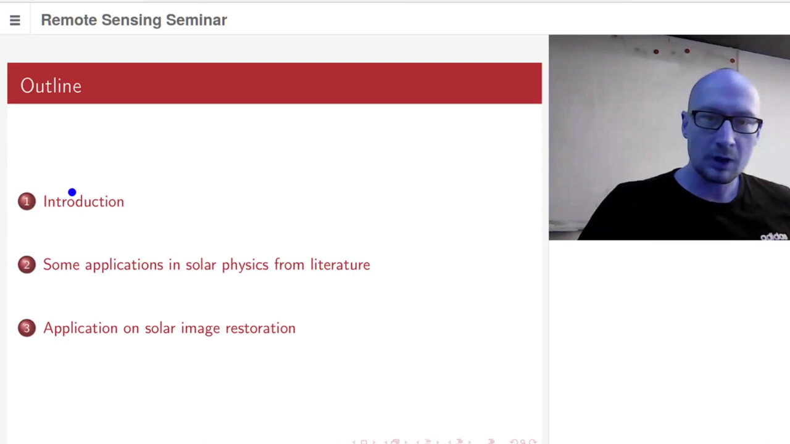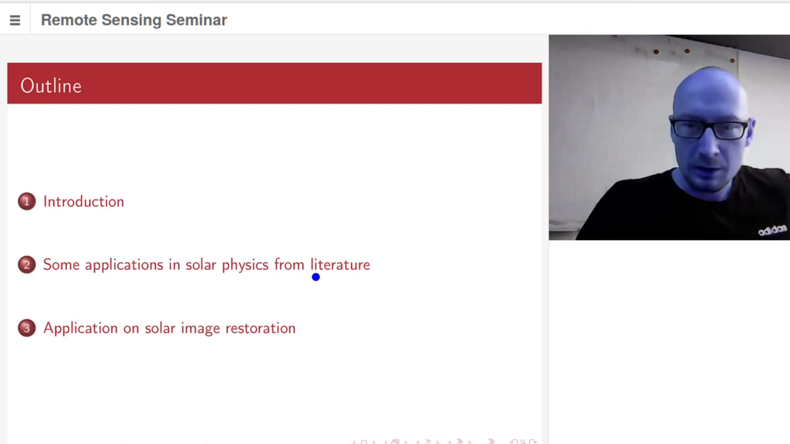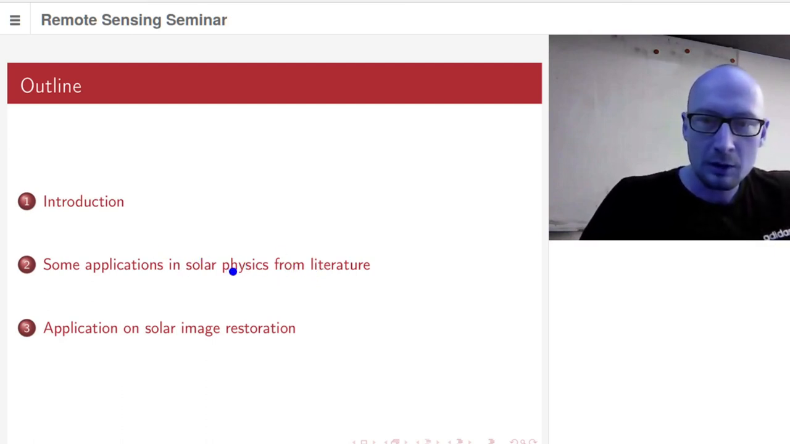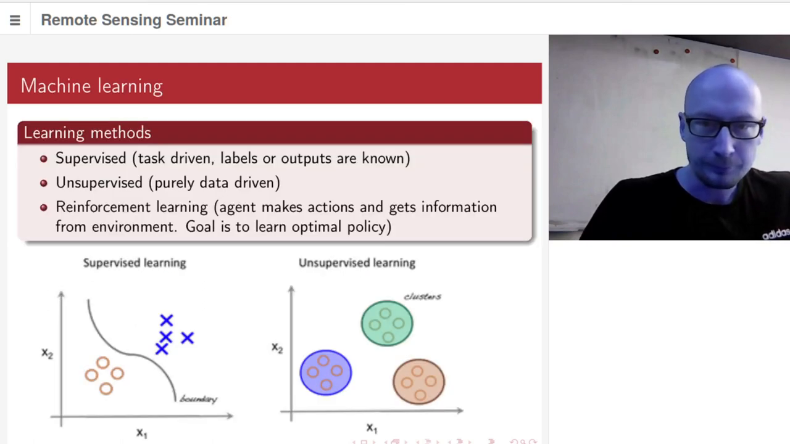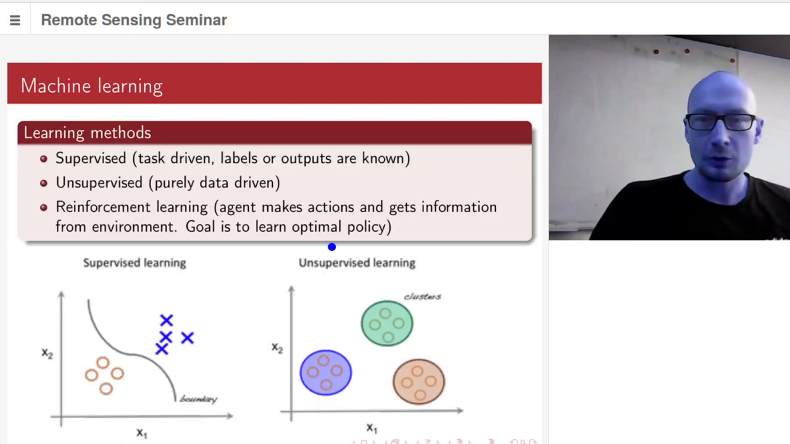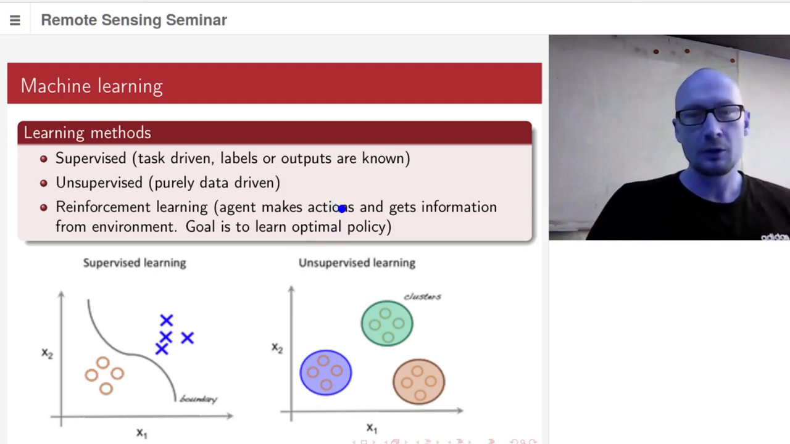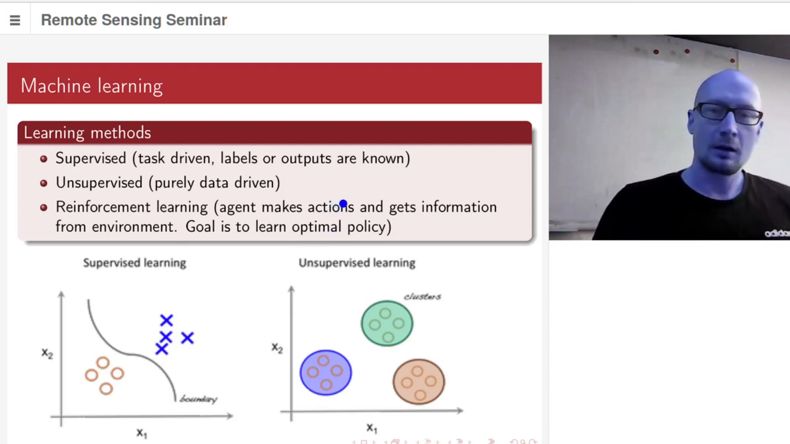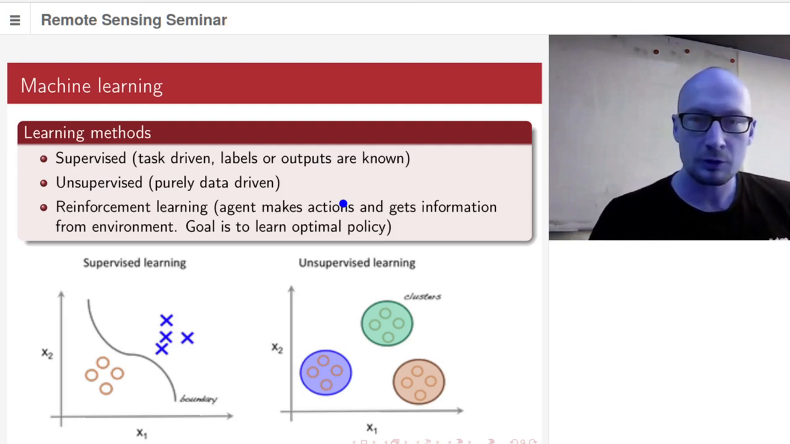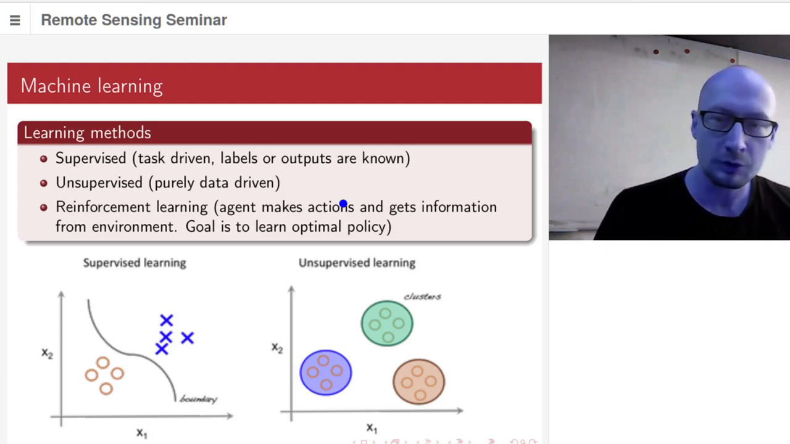So first, very shortly about machine learning in general, then I give you some examples from the literature of some of the applications in solar physics, and later then in more detail about this particular study I'm working on. So yes, very, very shortly. Machine learning methods generally are divided into three categories. So first category, the most used one, is supervised learning, where you have the target labels or outputs, or so to say ground truth is known.